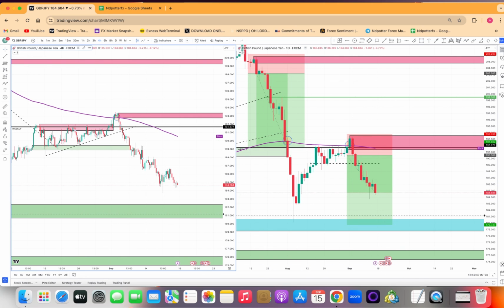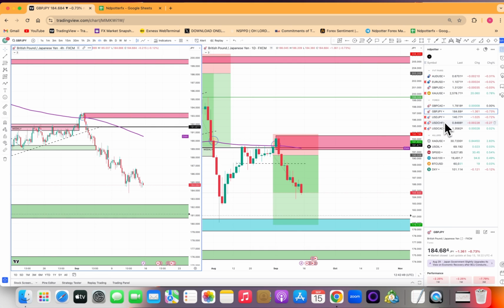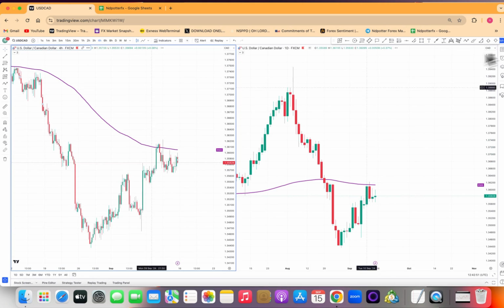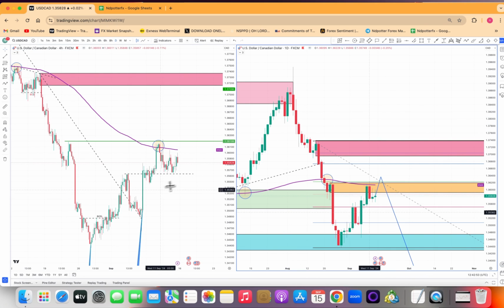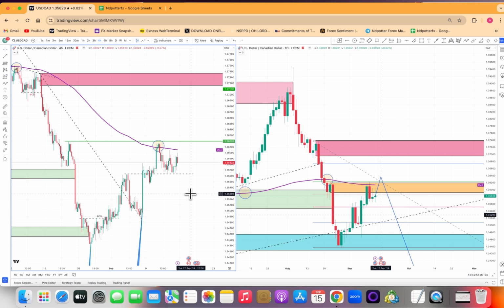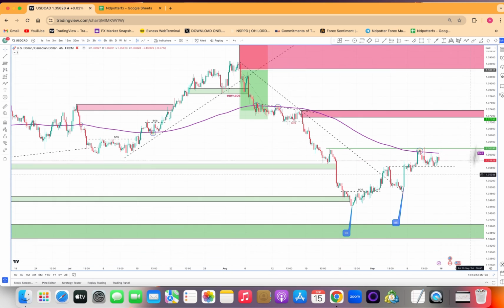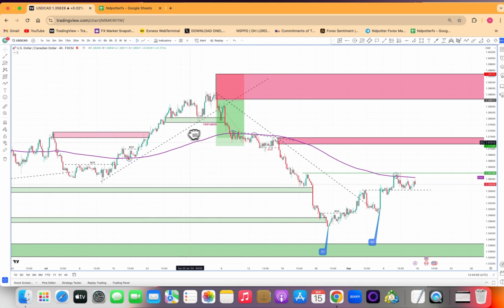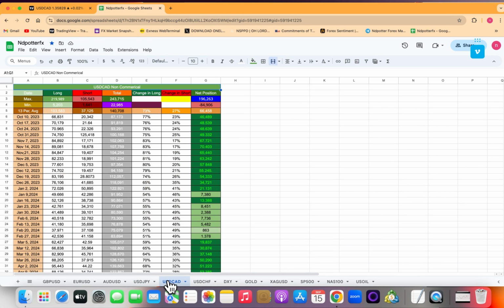So let's look at USDCAD, which is another beautiful bad boy that I called out a few weeks ago, and we banged this market to the downside. Okay, look at USDCAD here. This is where I called out the trade, and let's go to the USDCAD data.